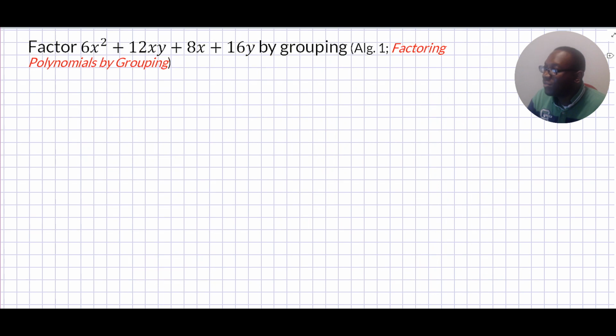Okay, the next question we have here is factoring by grouping. So we're going to factor these polynomials by grouping: 6x squared plus 12xy plus 8x plus 16y. Let's see if anyone has an idea of what to do here, and then we can try it together and move on. We're trying to factor this by grouping.